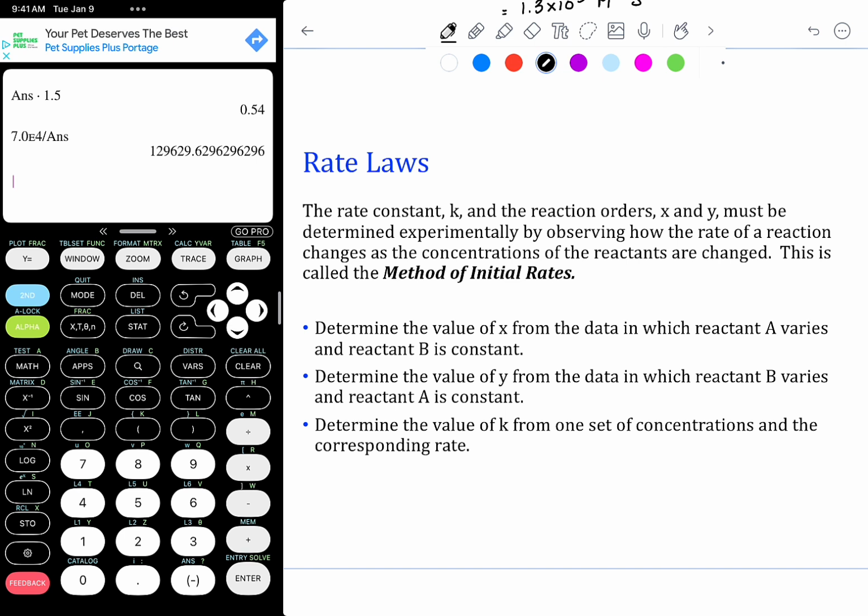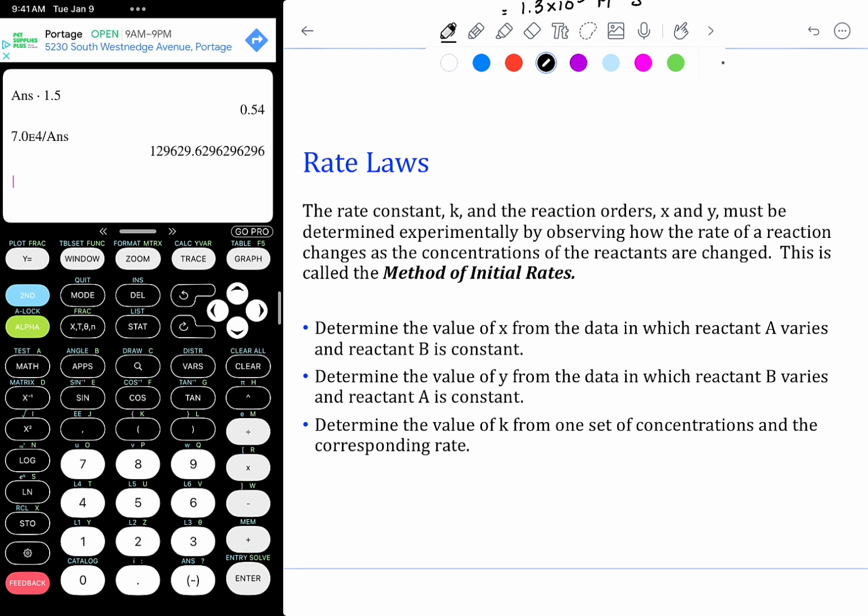Then, once we have the reaction order with respect to X, we want to determine the reaction order of Y. So we determine the value of Y from the data in which reactant B varies and reactant A is held constant. The reason we're looking at when one varies and one doesn't is because if the concentration of only one reactant is varied and we see a big change in the rate, that big change would only be attributed to the reactant whose concentration we changed. We can't change both reactant concentrations at the same time because they may have different reaction orders that would affect the rate.